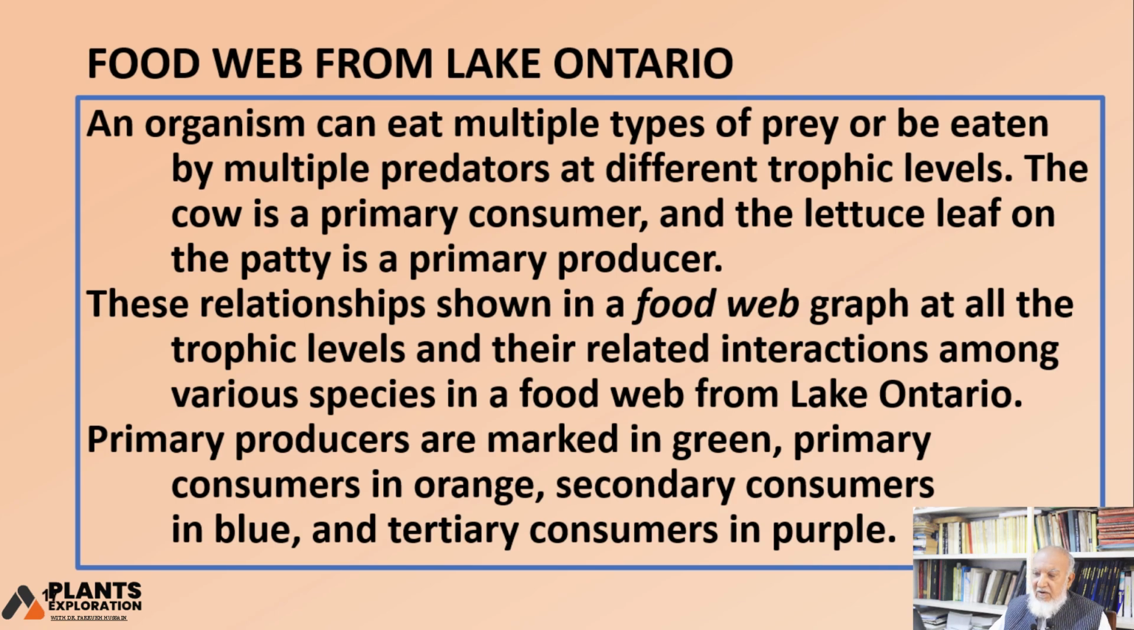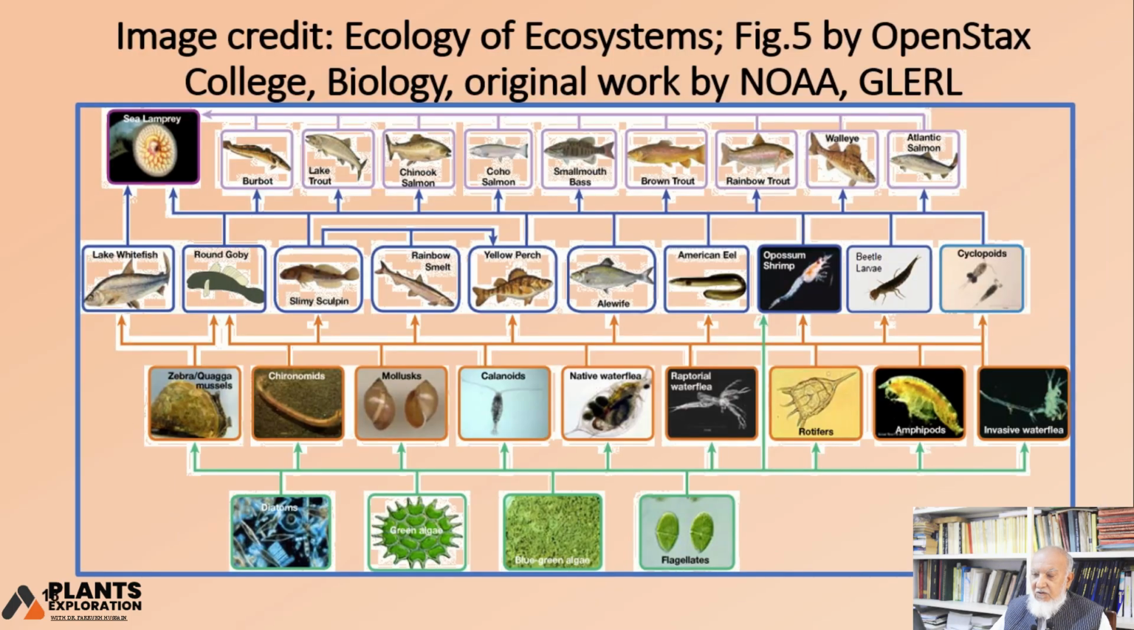Primary producers are marked in green, primary consumers in orange, secondary consumers and so on. Different colors are there. You can see this is the base level, the green one, herbivores, plants, producers, then herbivores, then carnivores, and tertiary carnivores. So the number, the types, the species keep on decreasing as we go higher up.